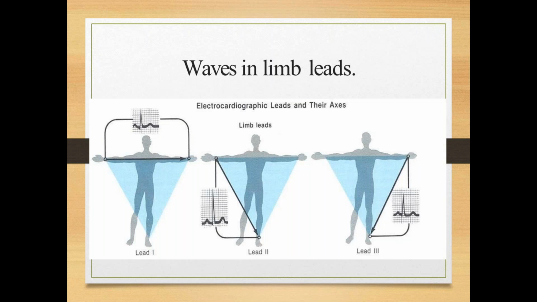So here we can see the waves and limb leads. As I told you, the standard limb leads are lead 1, lead 2, and lead 3. You can see how lead 1 connects both the right upper limb and the left upper limb. Lead 2 connects the right upper limb and the left lower limb. And lead 3 connects the left upper limb and the left lower limb. So this is the Einthoven's triangle that I was talking about, where the right upper limb, left upper limb, and the left lower limb form this triangle.